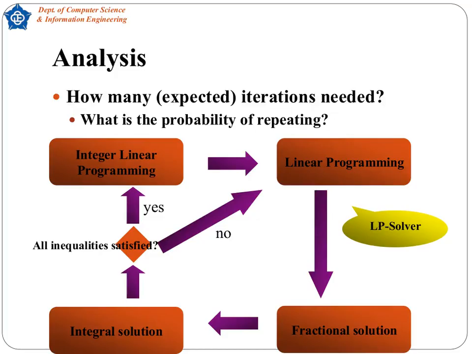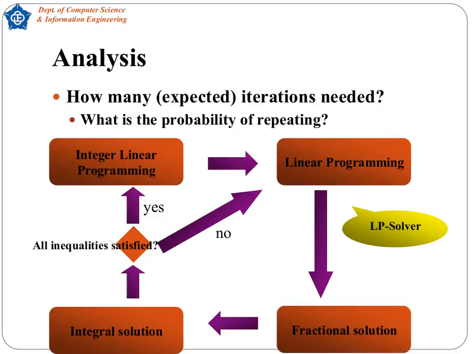Building on our previous discussion, this slide walks through the core loop we use to turn an integer linear program into a valid integer solution by iteratively solving its relaxation and checking for violated constraints. We start with the original integer program, relax it into a standard linear program, and hand it off to an LP solver. The solver returns a fractional solution, which we then convert, often by rounding, into an integral candidate. Next, we test whether this candidate satisfies all of the original inequalities.